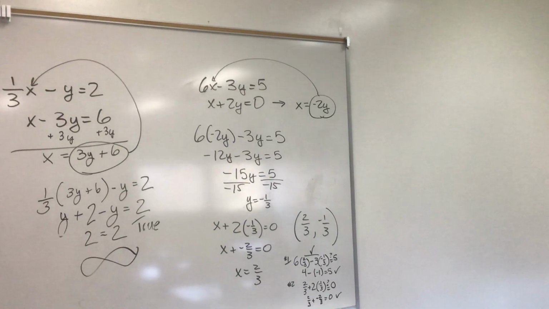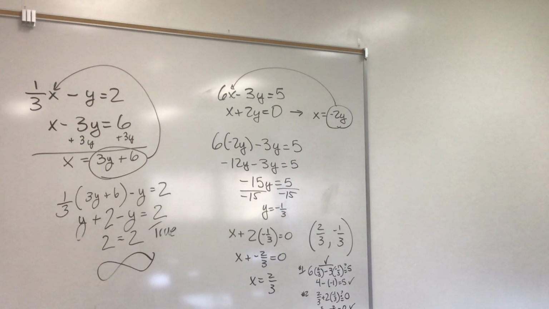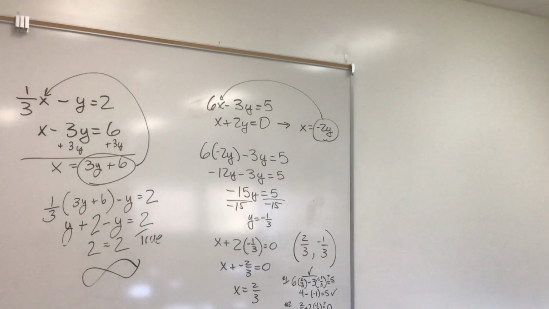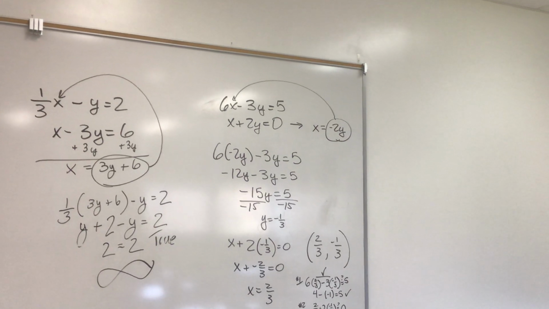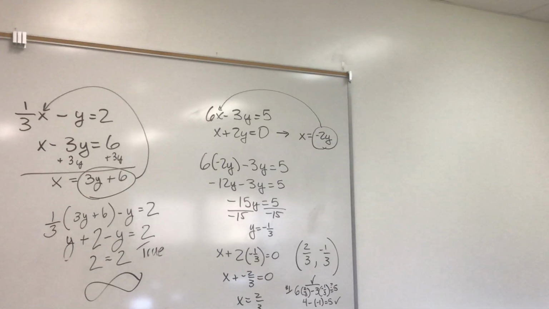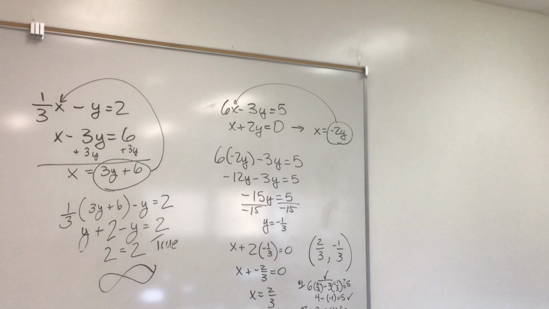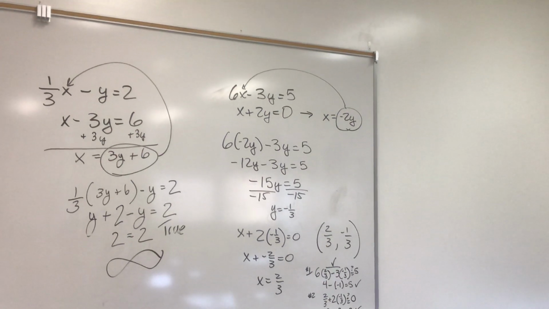Our original equations are 6x minus 3y equals 5, and x plus 2y equals 0. Again, my first step is to solve for one of the variables in one of the equations. I don't want to do x or y on the first one because they don't have coefficients of 1 and I'd get fractions. But the second one I like, I'm going to just subtract 2y from both sides, and I've solved for x. X equals negative 2y.